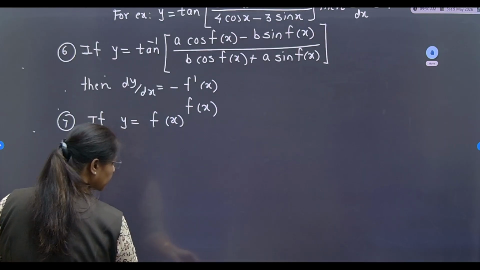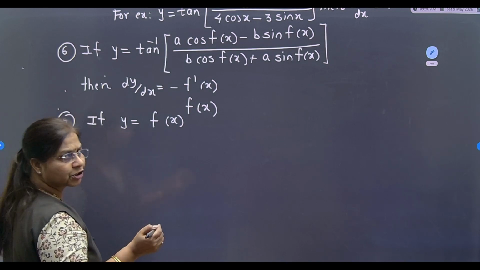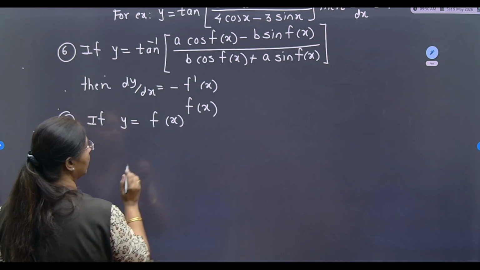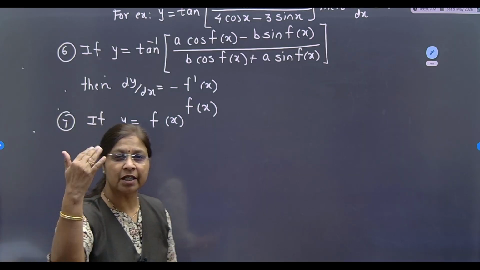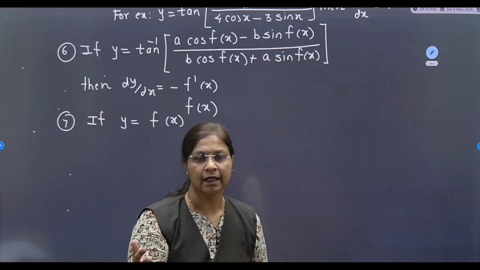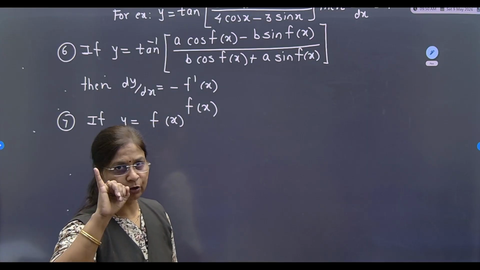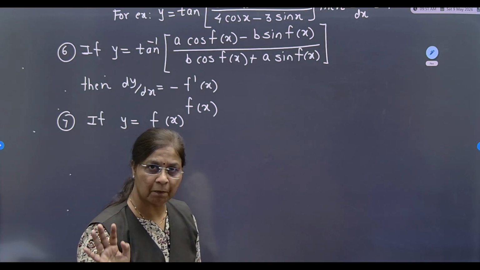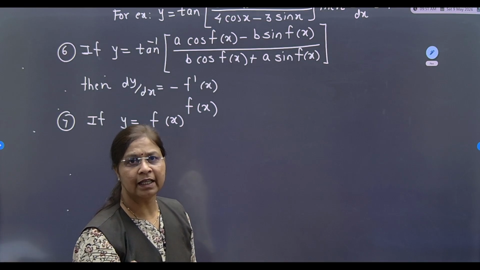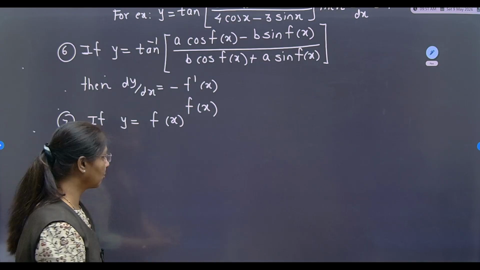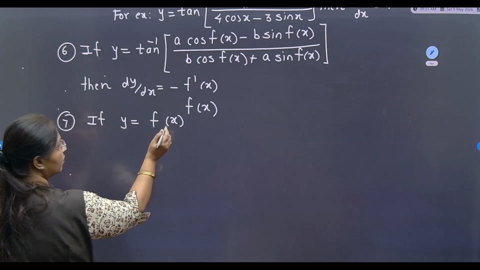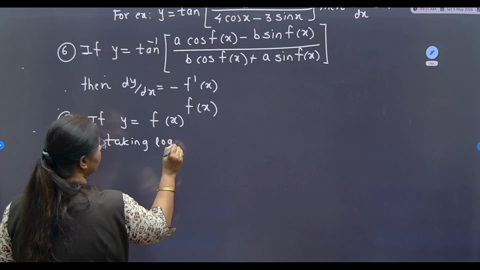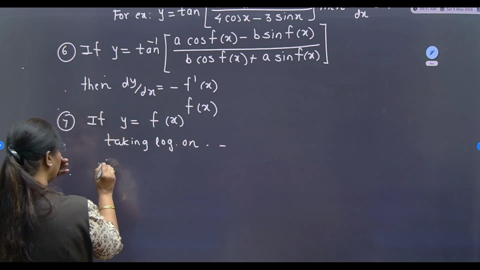Then next, number 7: if y is a function raised to a function, y = [f(x)]^f(x), we know this is a type of function raised to function. Then the steps are: step number 1, taking log on both sides. Step number 2, using the law of exponents, that is the power rule, and then next derivative by product rule. Step number 1: taking log on both the sides.